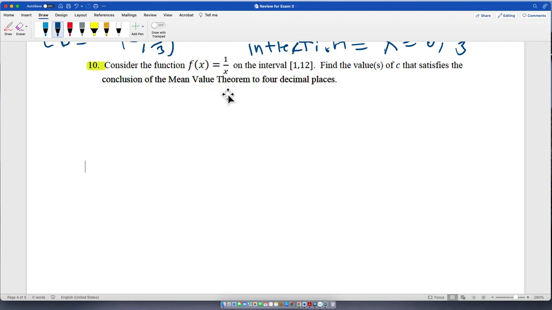So we've got the function 1 over x on the interval from 1 to 12. Find the values of c that satisfy the conclusion of the mean value theorem to four decimal places. What does the mean value theorem say? Given the left and right boundaries, if you get that average rate of change, the slope of the secant line, then somewhere in there the derivative will be equal to that same value. Okay.